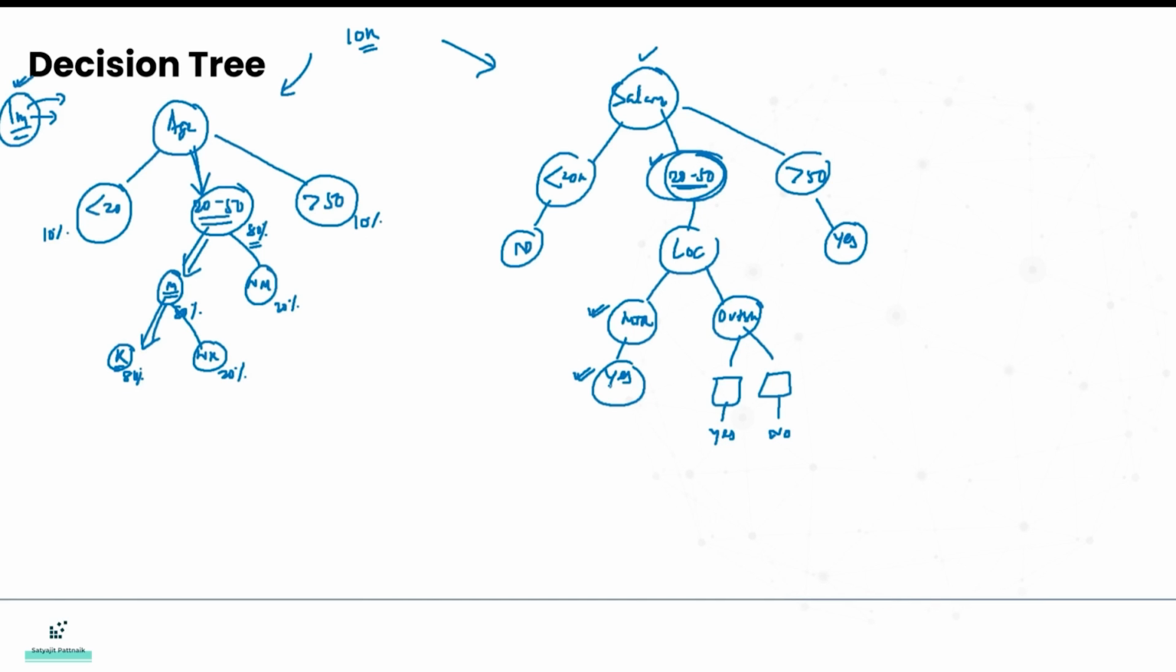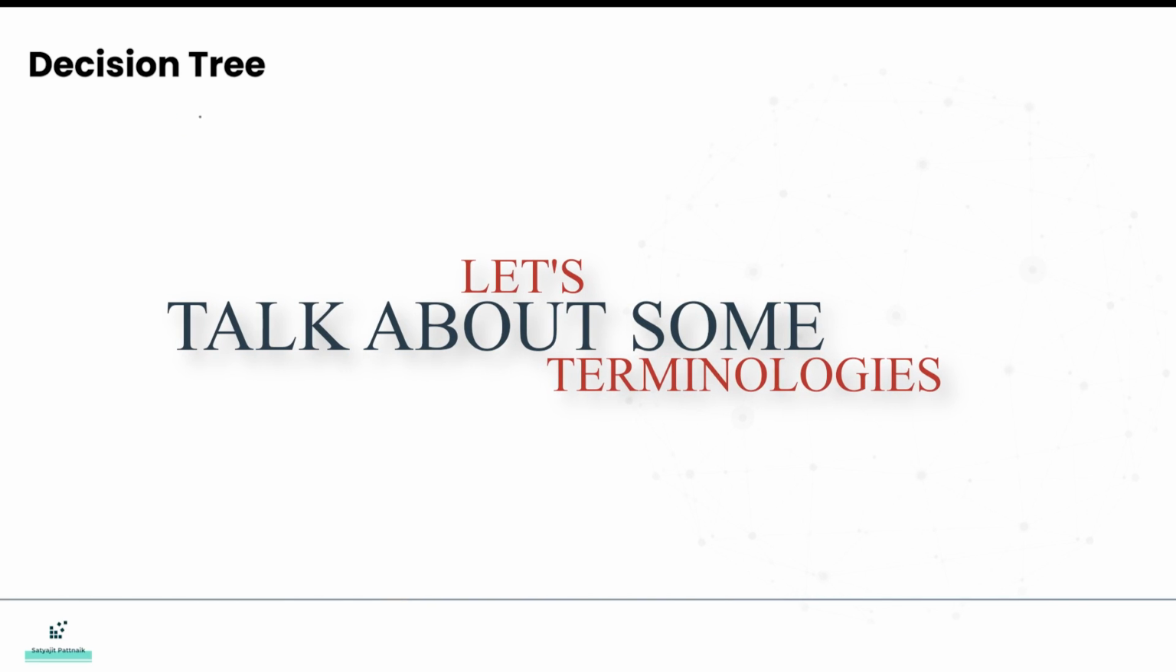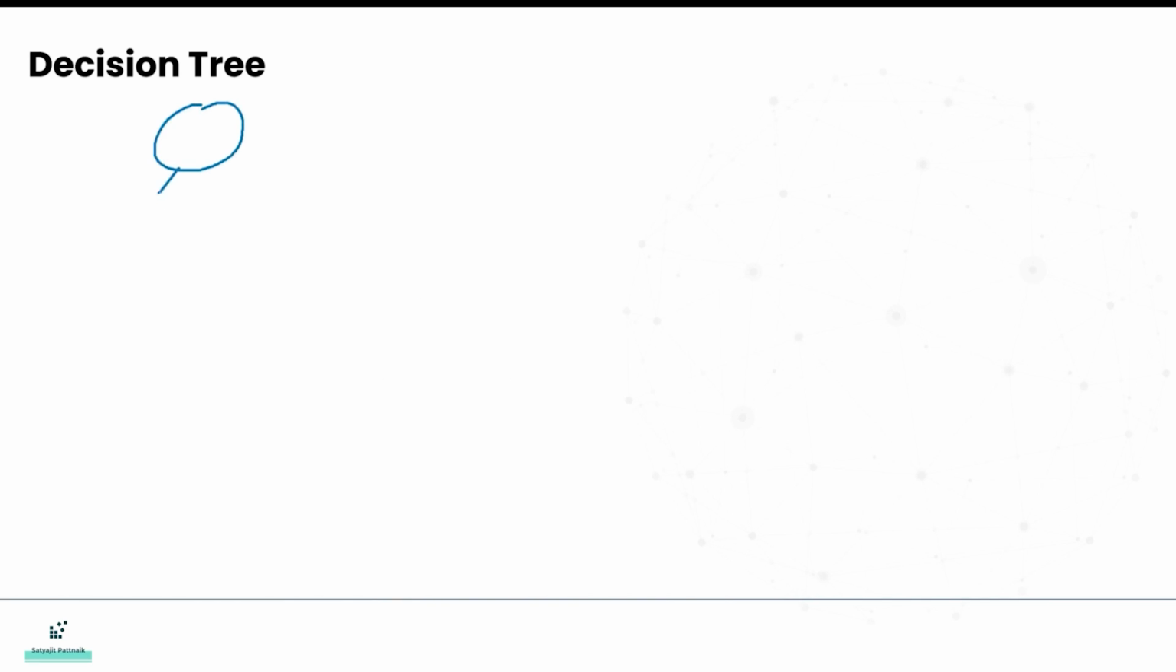Now coming back to the data, whenever we have classification data, how is our classification algorithm, which is called the decision tree classifier, able to create such kind of trees? Let's try to take a look at that. Before getting into that, let's try to talk about some terminologies. Normally, a decision tree looks like this.